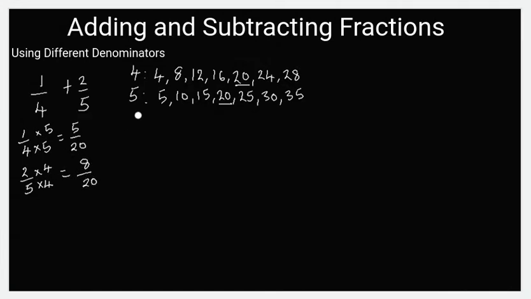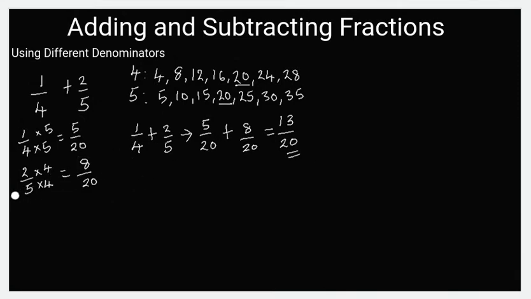So 1 over 4 plus 2 over 5 can be rewritten as 5 over 20 plus 8 over 20. And now you can just add straight away. Now this would give you 13 over 20, and that's the simplest form. So that's how to get your answer. Okay? All right.